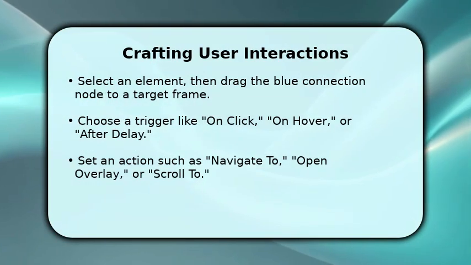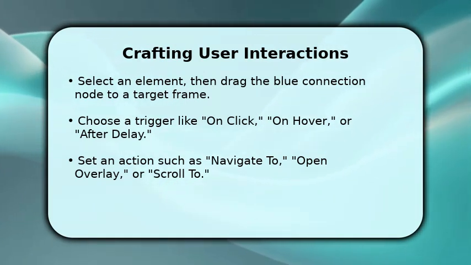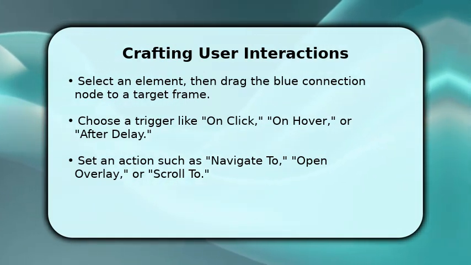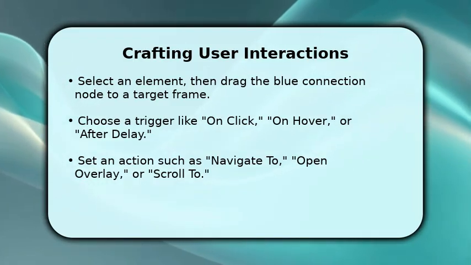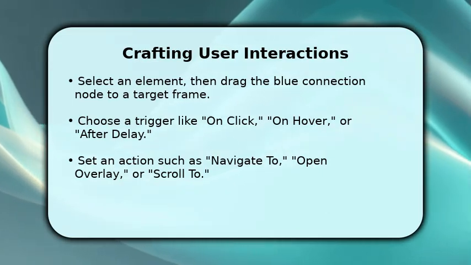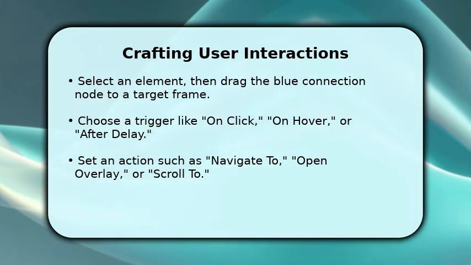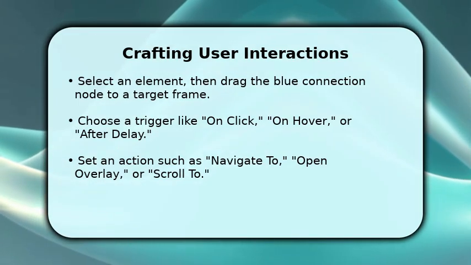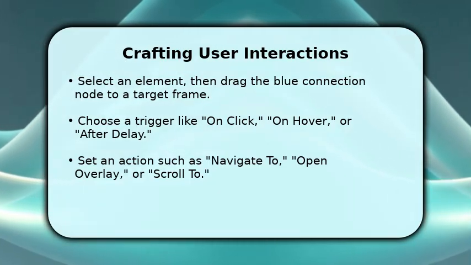Now, let's make your prototype interactive. Select any element you want to trigger an action, then drag the blue connection node to the frame you wish to link. A small interaction details panel will appear. Here, you can choose from 9 different triggers, such as on-click for a tap or on-hover for a mouse-over effect. Then, select an action, like navigate to move to a new screen or open overlay for a pop-up.